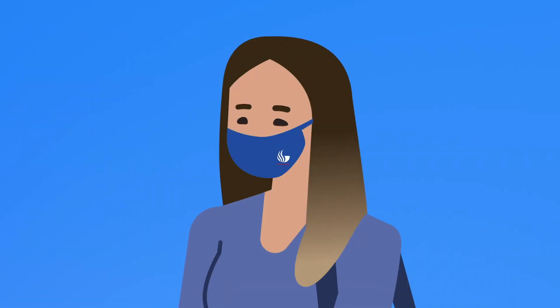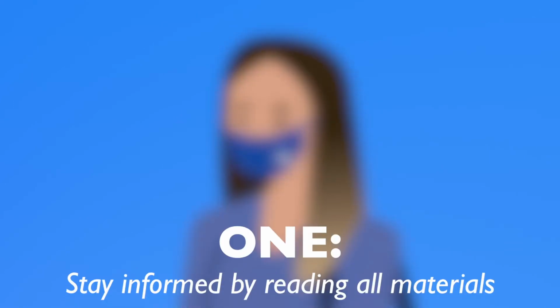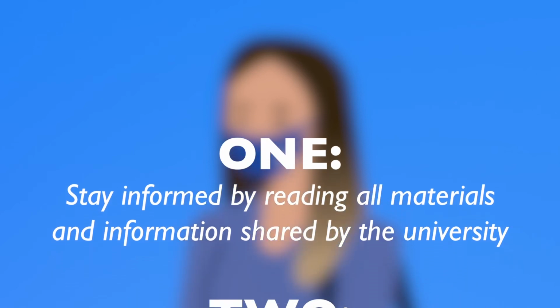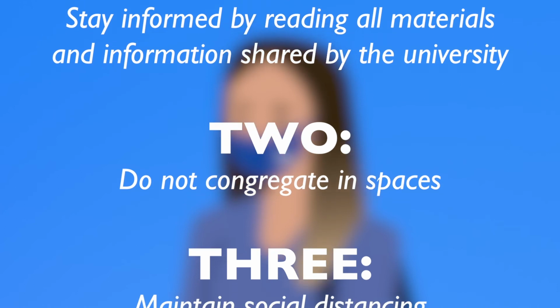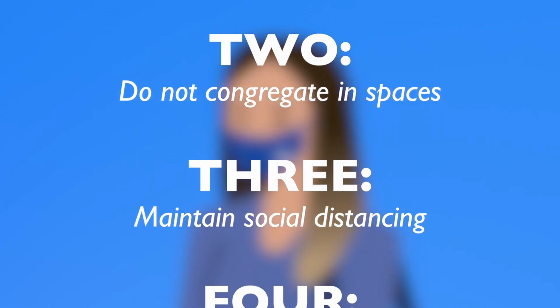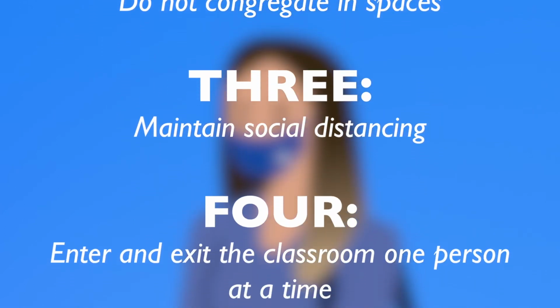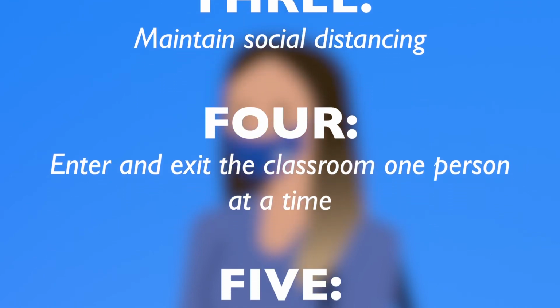As a minority student, there are so many things you can do to reduce or prevent yourself and loved ones from experiencing the disparities associated with COVID-19. Number 1, stay informed by reading all materials and information shared by the university. Number 2, do not congregate in spaces. Number 3, maintain social distancing. Number 4, enter and exit the classroom one person at a time.